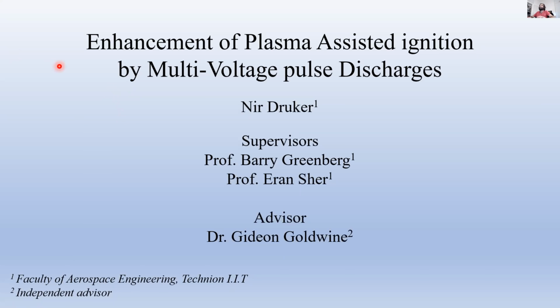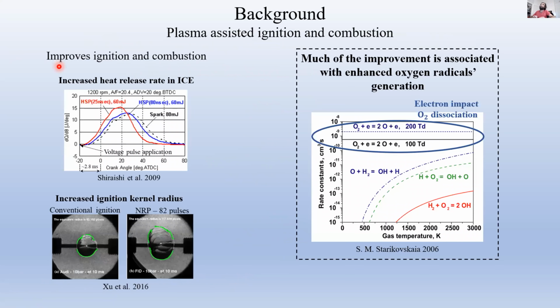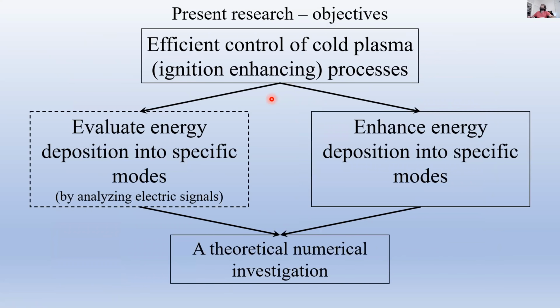Just a bit of background in a nutshell on plasma-assisted ignition and combustion. This field has been heavily investigated in the past 2 decades or so, and it shows an improvement in ignition and combustion processes. For example, increased heat release rates in internal combustion engines and increased ignition kernel radii. Much of the improvement is associated with enhanced oxygen radical generation, mostly because of electron impact reactions. In this research, we're trying to see if we can efficiently control cold plasma processes which enhance ignition.